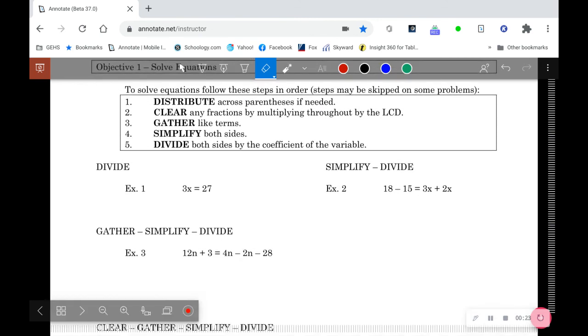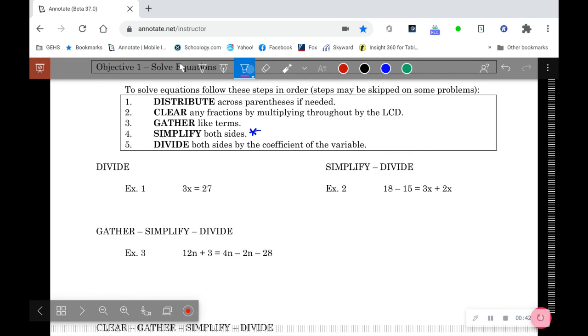Okay, there are 5 steps that can be done. They should be done in order, but not all 5 steps are always used. There is one step, this one down here, simplify, that can be done at any time. So I'm going to put a little asterisk there. That's the one that can be done out of order.